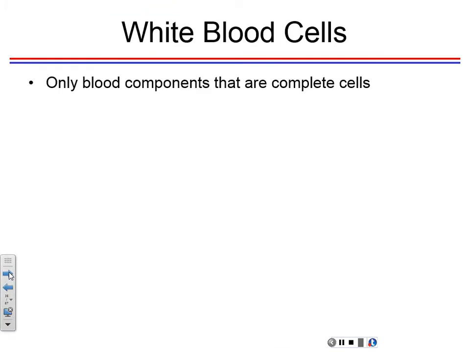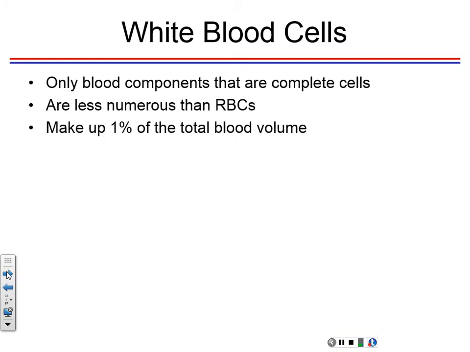Alright, so white blood cells are the only components in blood that are true cells, because they have all the organelles. Red blood cells lose all the organelles. Platelets are just pieces of cells. So they are less numerous, of course, than red blood cells, and they're just 1% of the total blood.